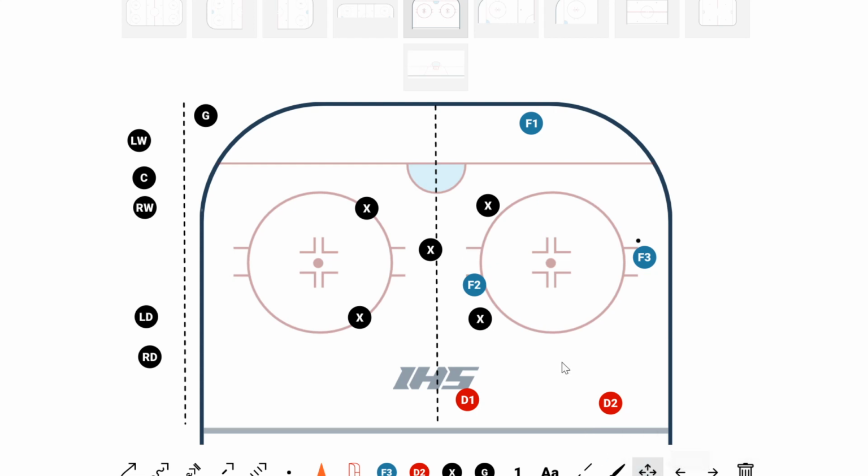The next part I did talk about is, you've got one player standing in the slot. And while yes, it is a good area if you are able to receive the puck to shoot on the net, what is actually better and easier is you want to put yourself in front of the majority of defenders.